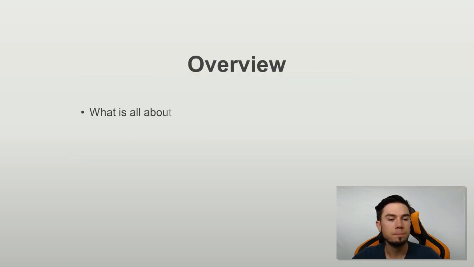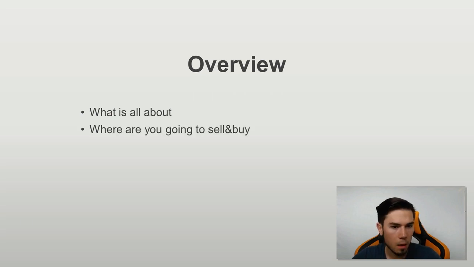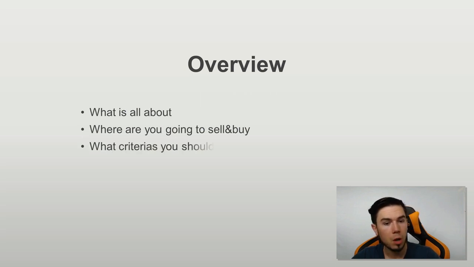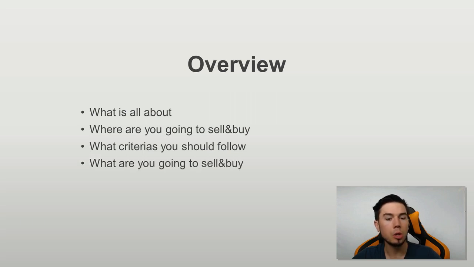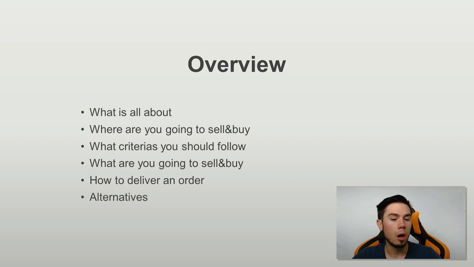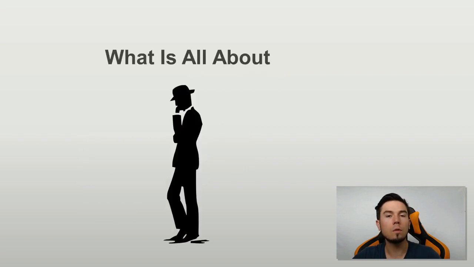As an overview, we're going to see what we can find inside. The first one is what this is all about. Where are you going to sell and buy? What criteria you should follow? What are you going to sell and buy? How to deliver an order, alternatives, and potential. So this is what we are going to cover, guys, and let's get started with what this is all about.